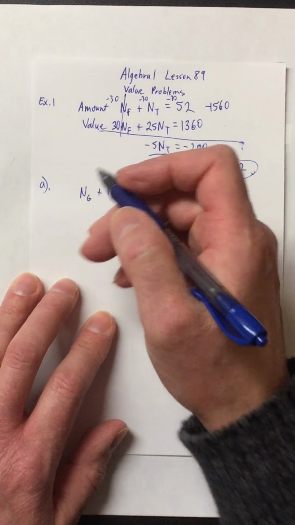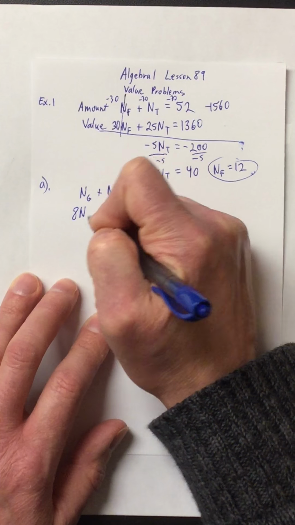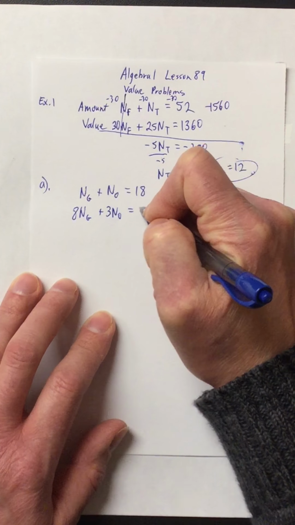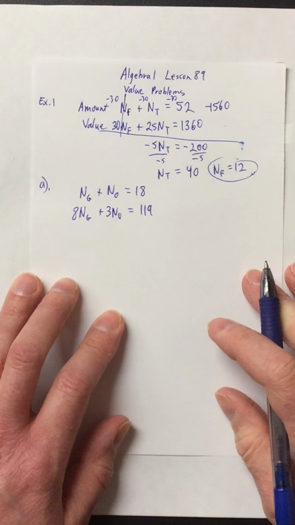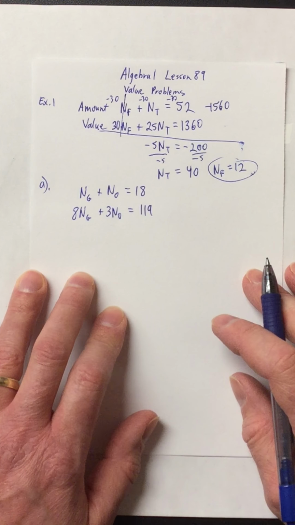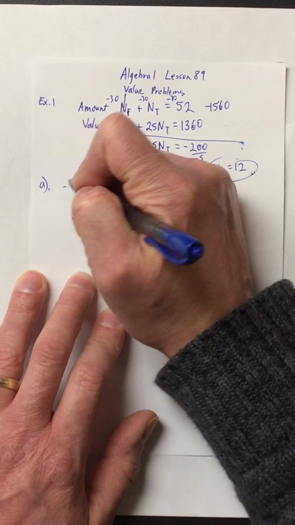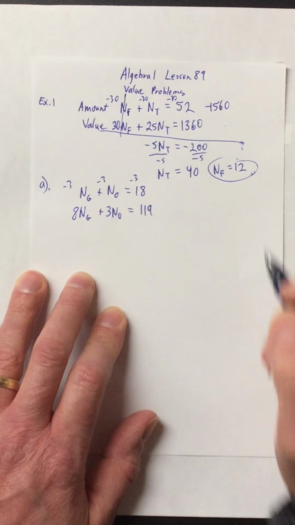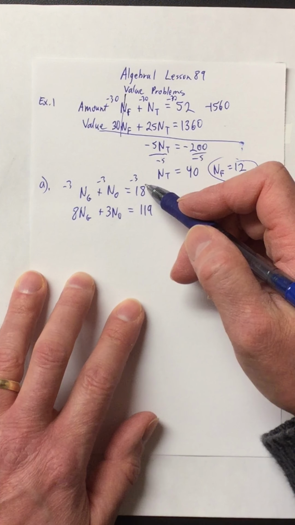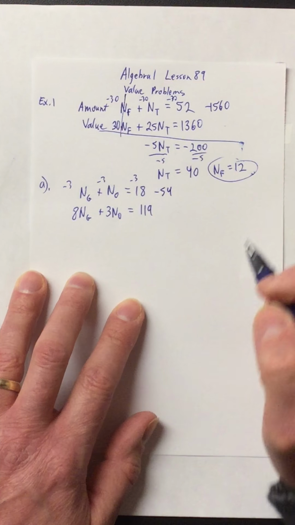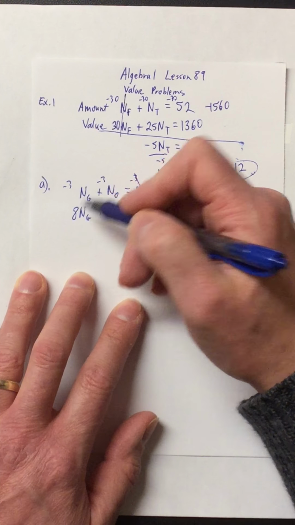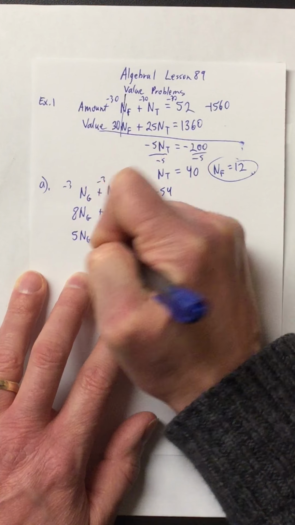Now let's put a value to them. The good tickets were $8, so put an 8 in front of that. The other tickets were $3, so put a 3 in front of that one, and the money that came in was $119. Now, this one's set up very well for elimination as well. I'm going to go with the smaller number. So if I multiply everything by negative 3, such as that, negative 3 times 18, I get negative 54 up there.